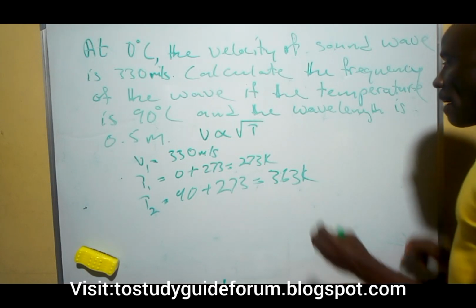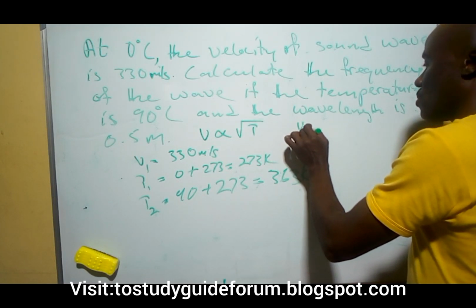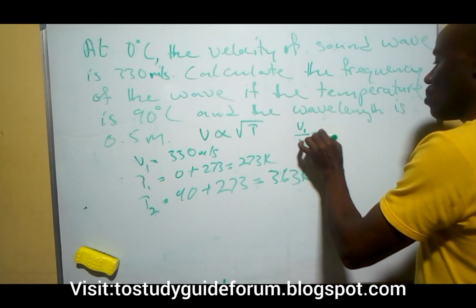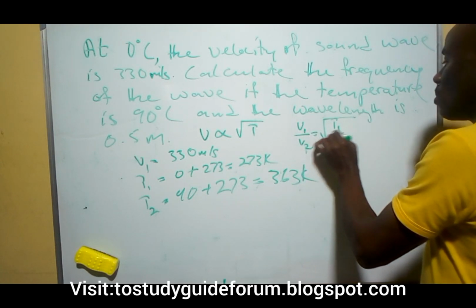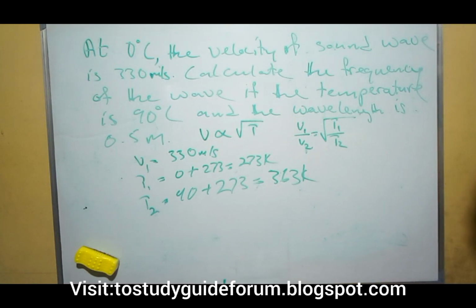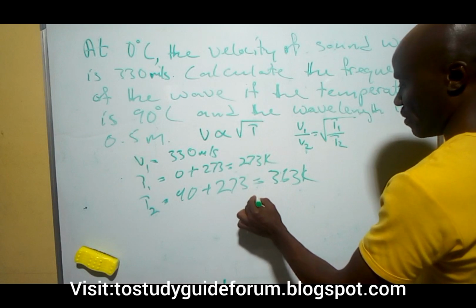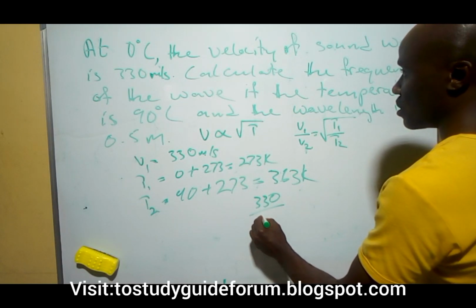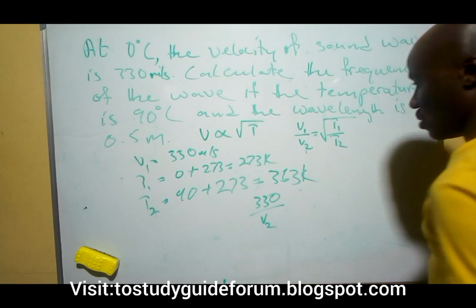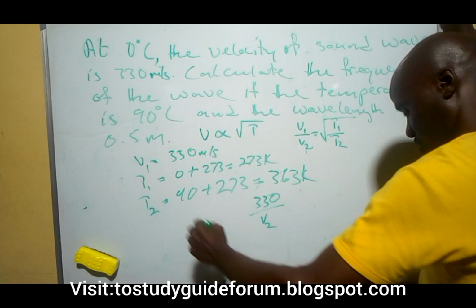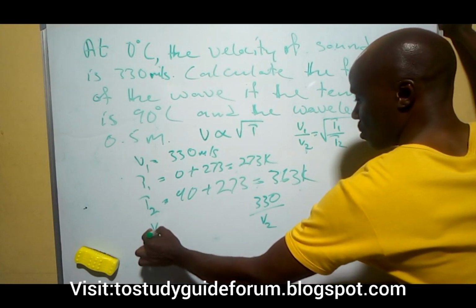So we use our formula, V1 over V2 equal to the square root of T1 over T2. So now we're going to substitute. If we substitute here, we have the temperature over the velocity here, which is V2. We don't have it already. We don't have the velocity yet. So our velocity here is unknown.